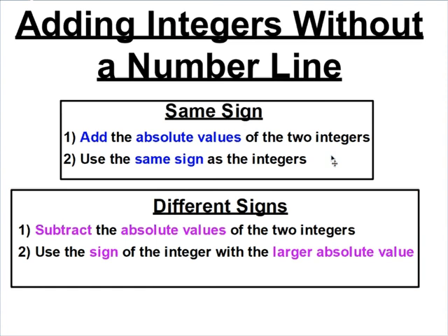When they have different signs, even though it's an addition problem, we actually have to subtract the absolute values. And to figure out what sign goes with the answer, we look at the 2 absolute values and see which one's larger, and we use the sign from that original integer.